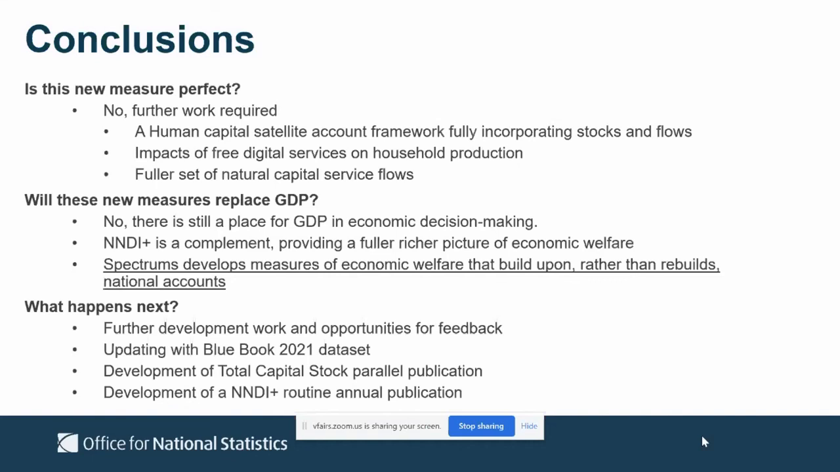So Richard, great talk. I'm just wondering the following. It looks to me that the household production was growing at faster rates than GDP. Is there a reason for that, or am I mistaken?